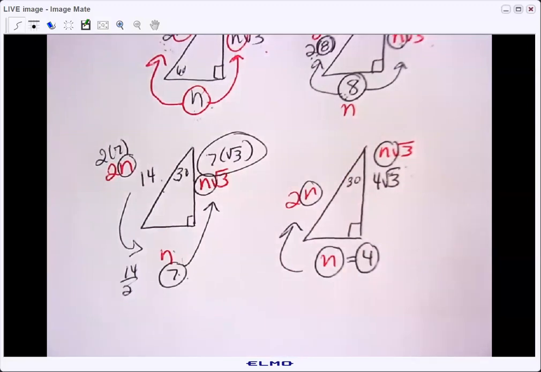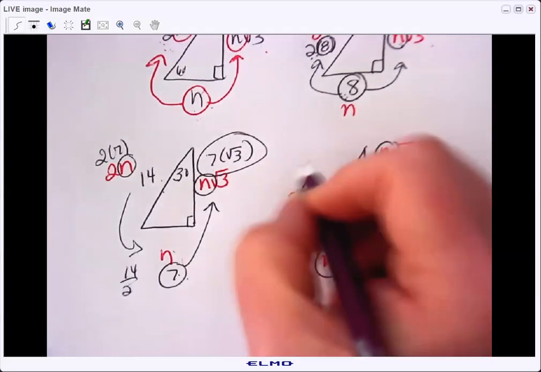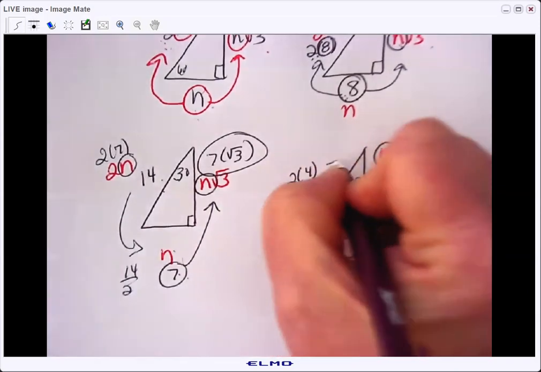What does that make the hypotenuse? Somebody say it out loud. 8. Nice. Because it's 2 times 4, which is 8.